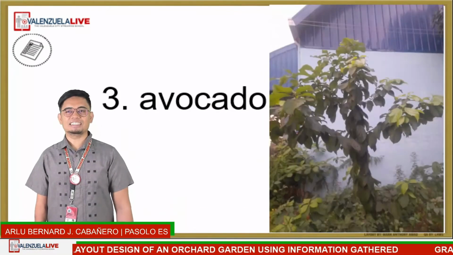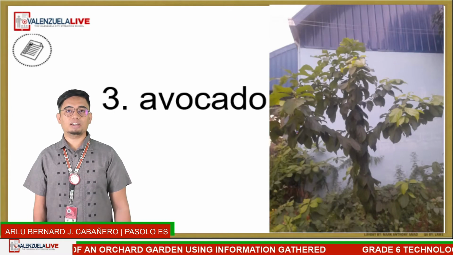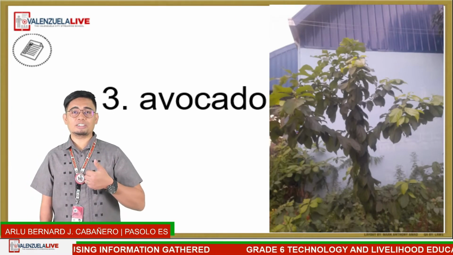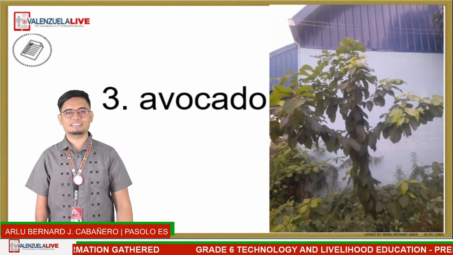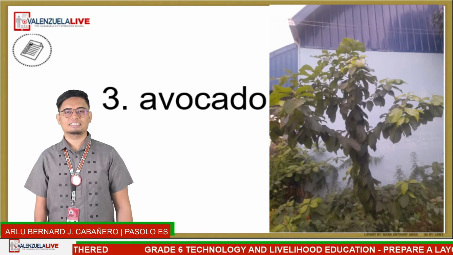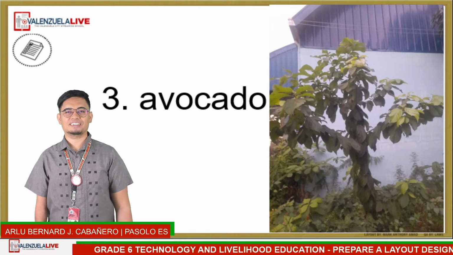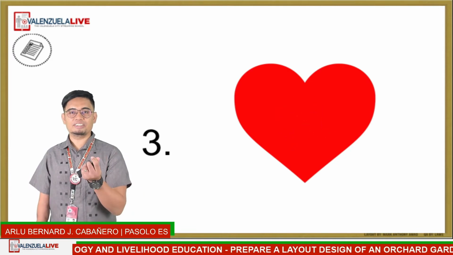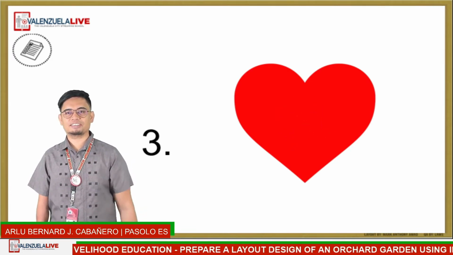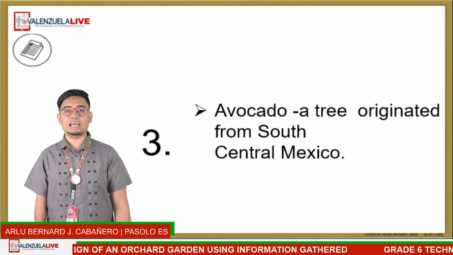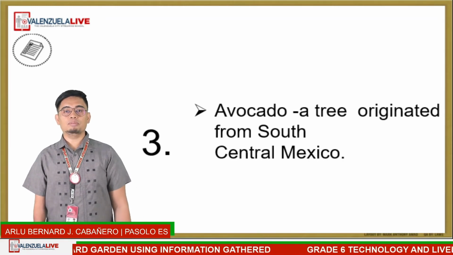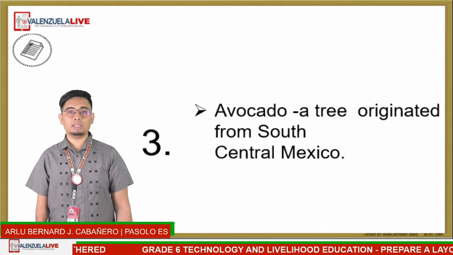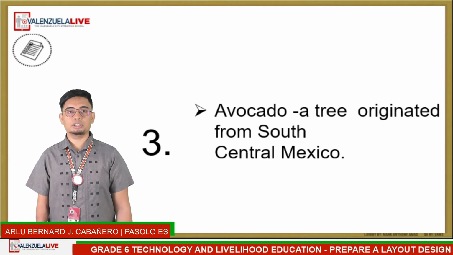Number 3 is avocado. If it is a fruit-bearing tree, click the heart reaction, and like if not. If your answer is heart reaction, you're correct. The avocado is a tree likely originating from South Central Mexico. It is botanically a large berry containing a single large seed.